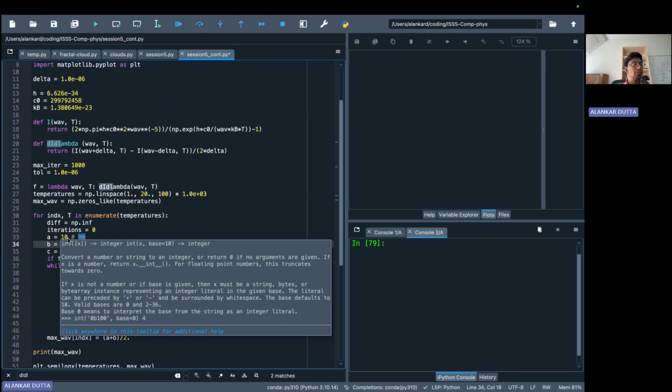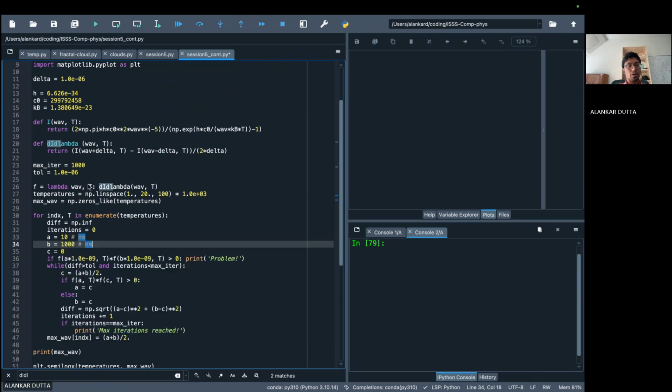So this is the wavelength that we are initially guessing, and then we want things to come close to what we are guessing. Okay, and in fact we can even make it large so that we have a large range. For low temperatures, the wavelength can be very high. So yeah.